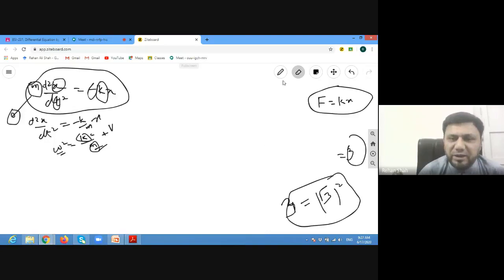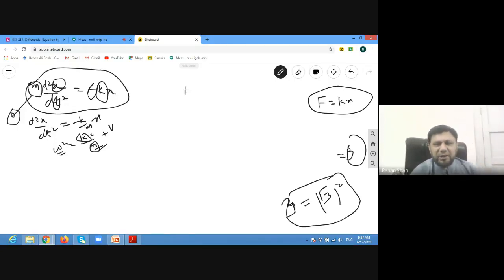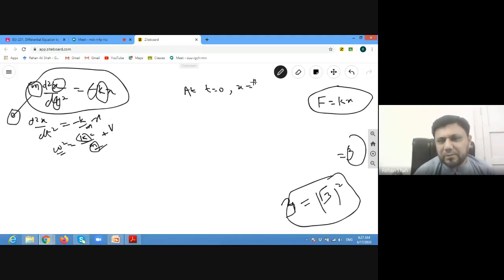Now, at t equal to 0, what is the length? The value of x is 8. What is x? x is 8 at t equal to 0. Look, this is the original length. After attaching the mass, this becomes 8 inches.